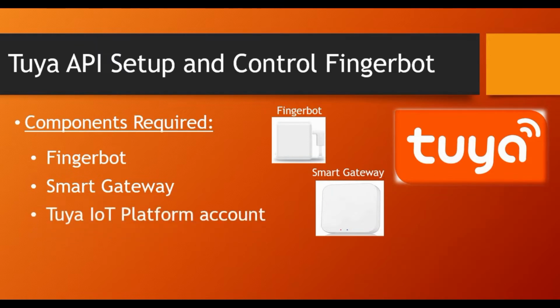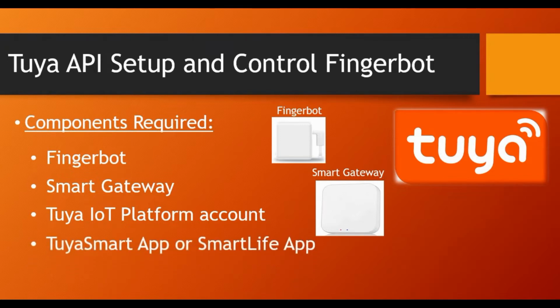We also require a Tuya IoT platform account. We are going to control the Fingerbot using the cloud, so you need to create a cloud project in the Tuya IoT platform, and you need to use the APIs to control the Fingerbot. This is a sample, so you can use other devices as well, other than the Fingerbot. I want to show you how we can make use of the Tuya IoT platform. For that you need to have an IoT account, and I will show you how to do that in this tutorial. You also need a Tuya Smart app or Smart Life app in order to set up the smart gateway and Fingerbot. We are going to see how to search for these devices and configure them. Then you can link those devices into your Tuya cloud.